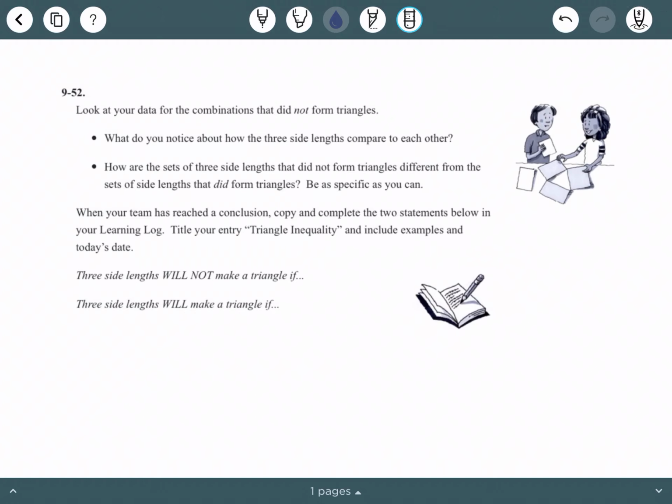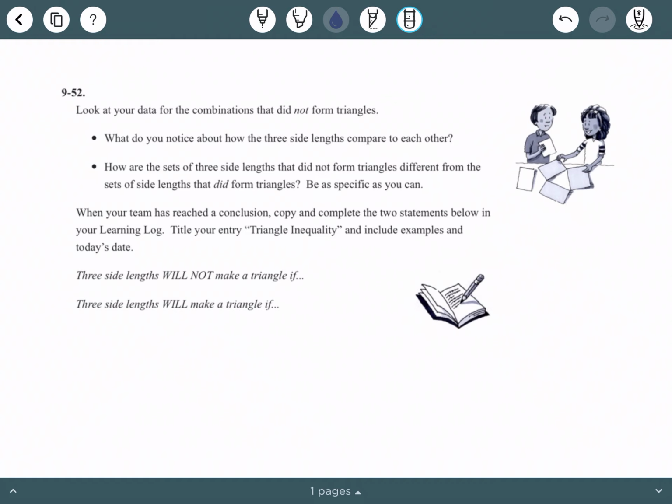952, look at your data for the combinations that did not form triangles. What do you notice about how the three side lengths compare to each other? How are the sets of three side lengths that did not form triangles different from the sets of side lengths that did form triangles? Be as specific as you can. When your team, or you in this case, have reached a conclusion, copy and complete the two statements below in your learning log. Title your entry Triangle Inequality and include examples and today's date.